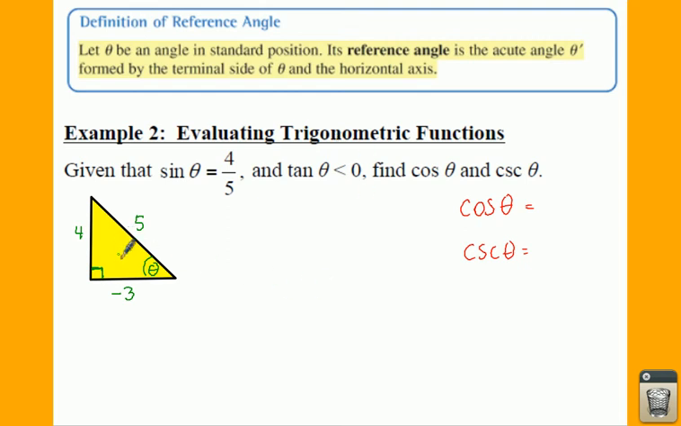So if we have our cosine then, that's our x over our r. So that would be negative 3/5. And your cosecant is the reciprocal of sine. Sine is 4 over 5, where your cosecant then is just going to be 5 over 4. So hopefully drawing a little triangle and then writing out your values, even though they're not on your unit circle, you can still use properties of your unit circle to help draw these out. Hopefully that'll help you with some of your homework problems.